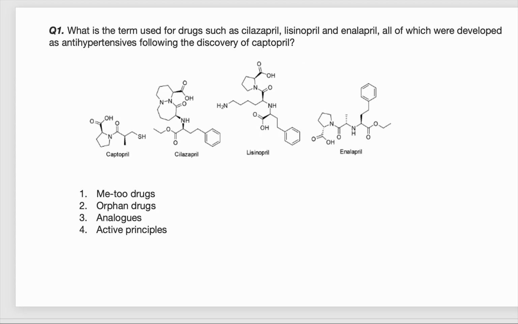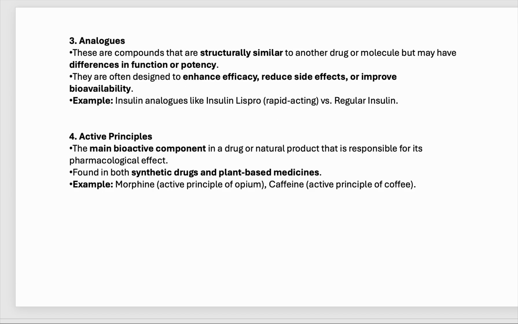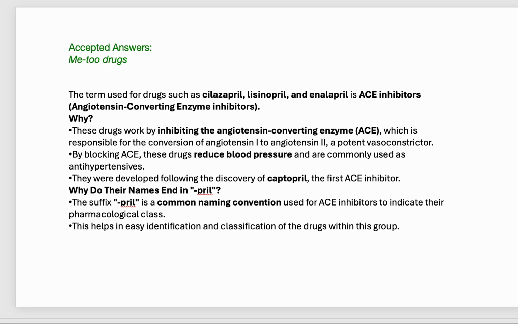Okay. So, now that we know what the four options are, we have to understand the question. What is the term used for the following drugs, all of which were developed as antihypertensives following the discovery of captopril? Now we know what all these drugs mean. So what is the main answer? The accepted answer was Me Too drugs. The term used for such drugs is ACE inhibitor.